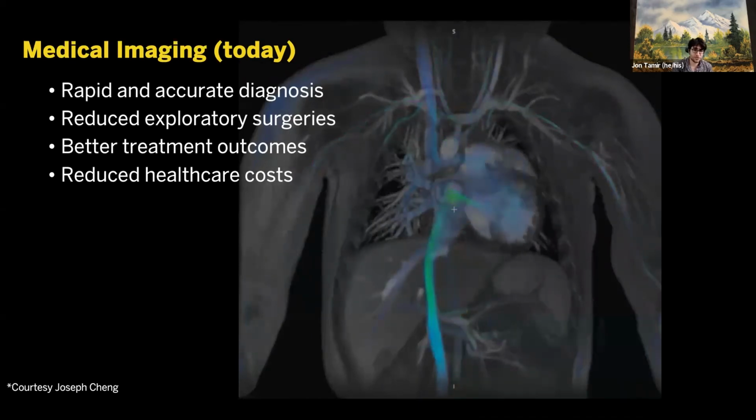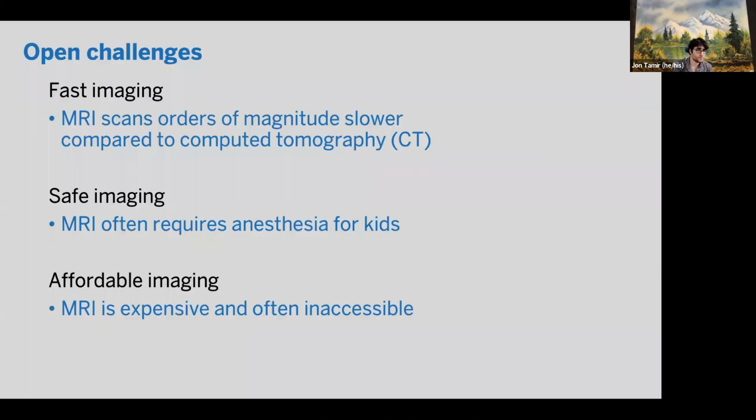But there's still a number of open challenges. In particular, we want to do fast imaging. So MRI scans, even though it's non-invasive and doesn't cause ionizing radiation, are an order of magnitude slower compared to, for instance, CT. With CT, you get an image in roughly seconds, whereas an MRI can take minutes to tens of minutes to even hours.